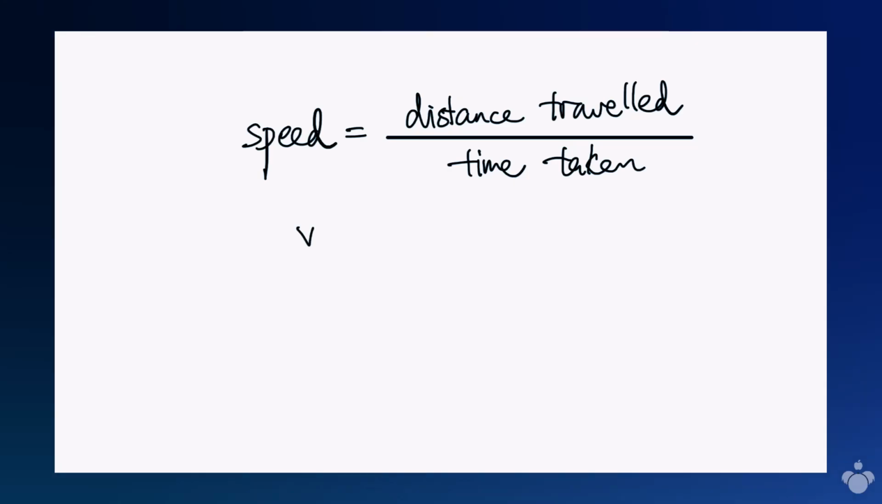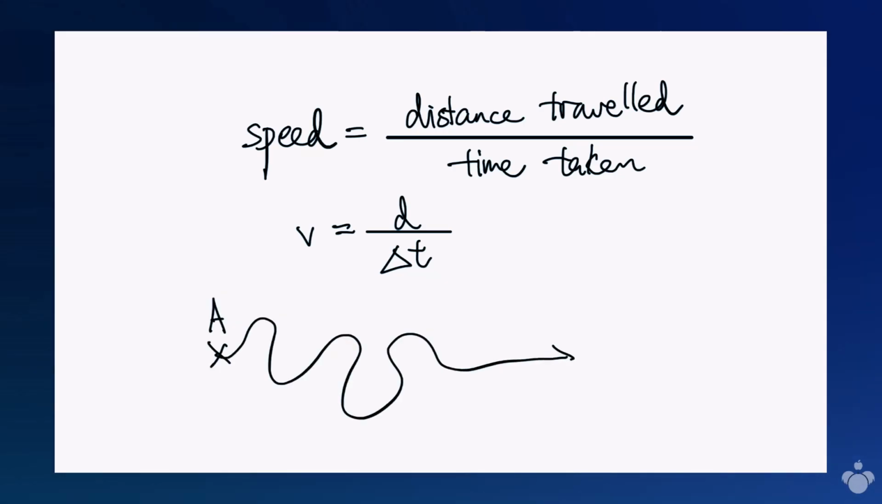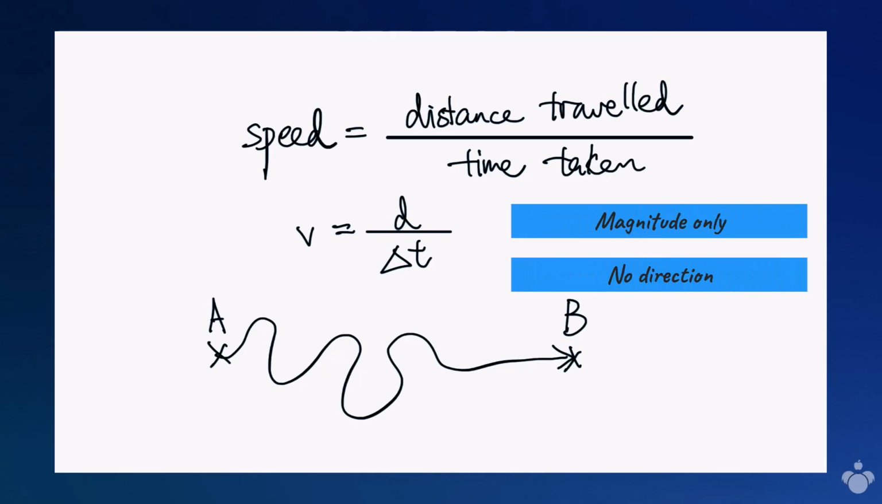Using symbols, speed is denoted as v, which equals d, the distance traveled, divided by delta t, where delta, the triangle symbol, represents the change in time. It's important to remember that speed, as a scalar, focuses solely on how fast an object is moving, regardless of the direction. For instance, imagine a car traveling from point A to point B along a winding, curvy road. Even though the car's direction may change multiple times along the journey, it can still maintain a constant speed throughout. This highlights that speed depends only on the total distance covered and the time taken, not the path or direction of motion.